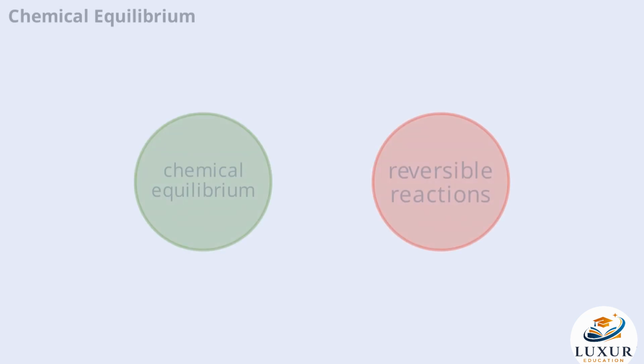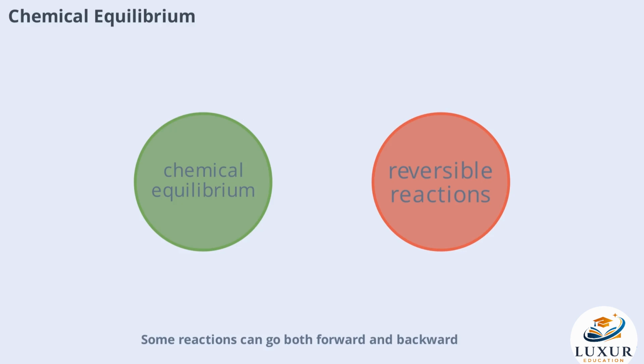Some reactions can go both forward and backward. When the rate of the forward reaction equals the rate of the reverse reaction, the system is at equilibrium. At equilibrium, the concentrations of reactants and products stay constant, even though reactions are still happening. Equilibrium is common in phase changes and in acid-base chemistry.